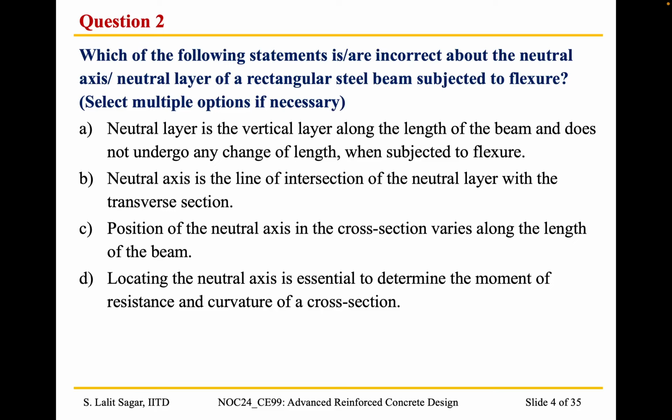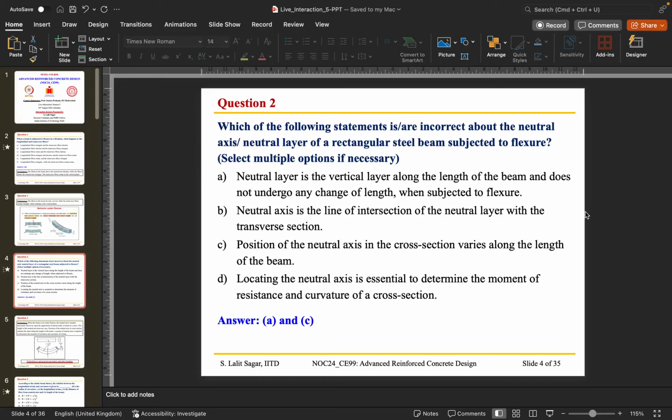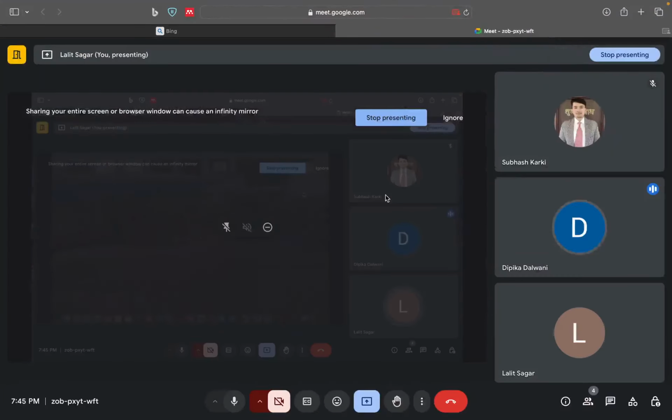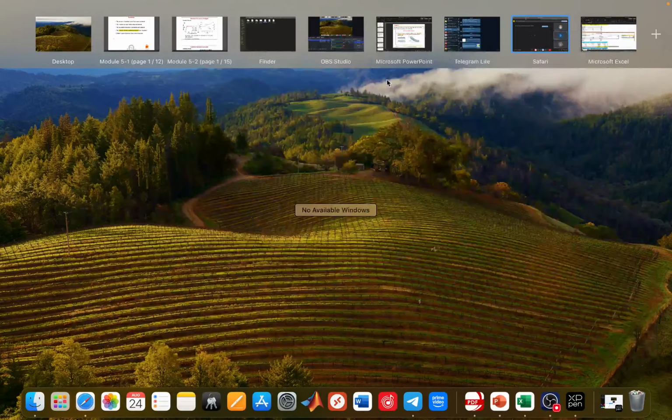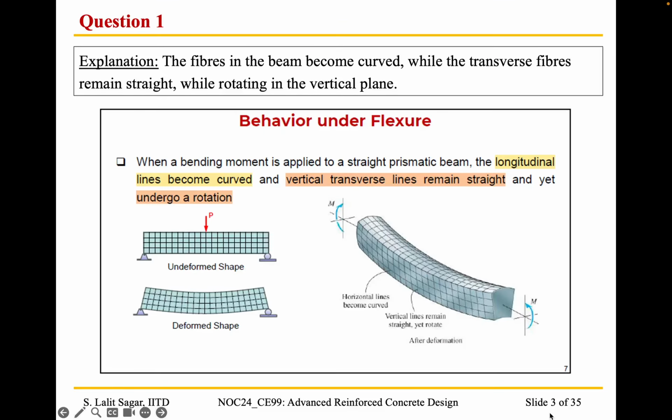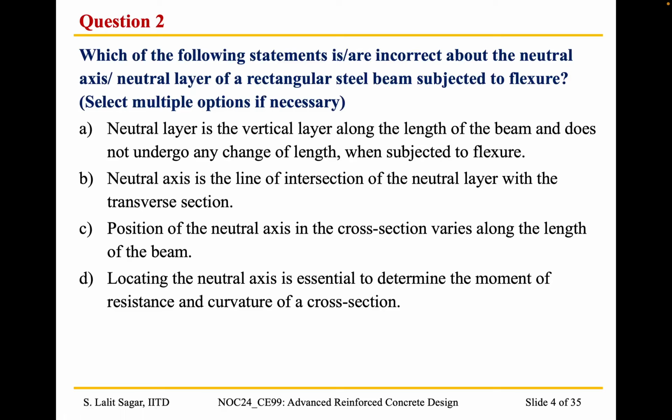Sir, your screen is not visible. My screen is not visible. Now, just now. Oh, is it? Okay, okay. Now it is visible. Okay, okay. How about now? Is it visible? Yes. Okay, okay. Yes. Please let me know if you are not able to see, so that I can adjust.